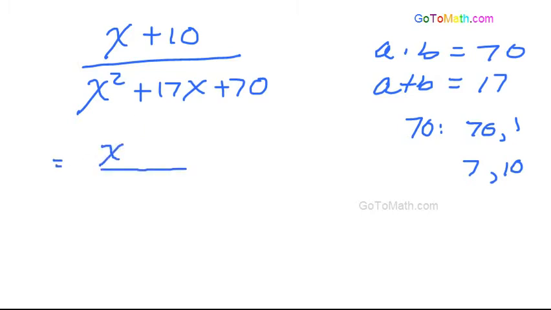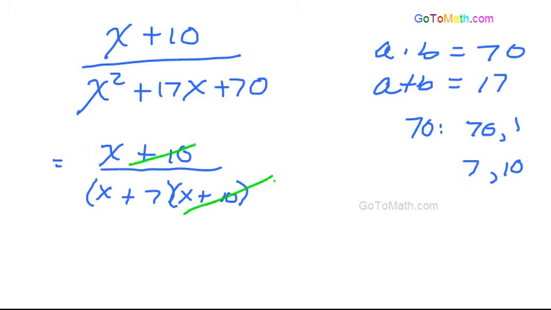Put an equal sign there. So this thing's going to factor into x plus 7 and x plus 10. Should have known one of these guys was going to factor. So we can cancel out that x plus 10. We got 1 in the numerator, 1 in the denominator. And so now we are left with just 1 over x plus 7.